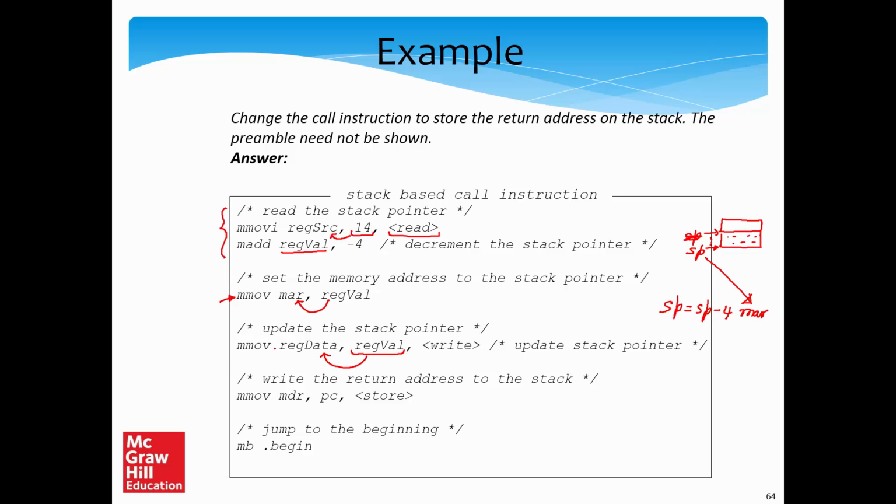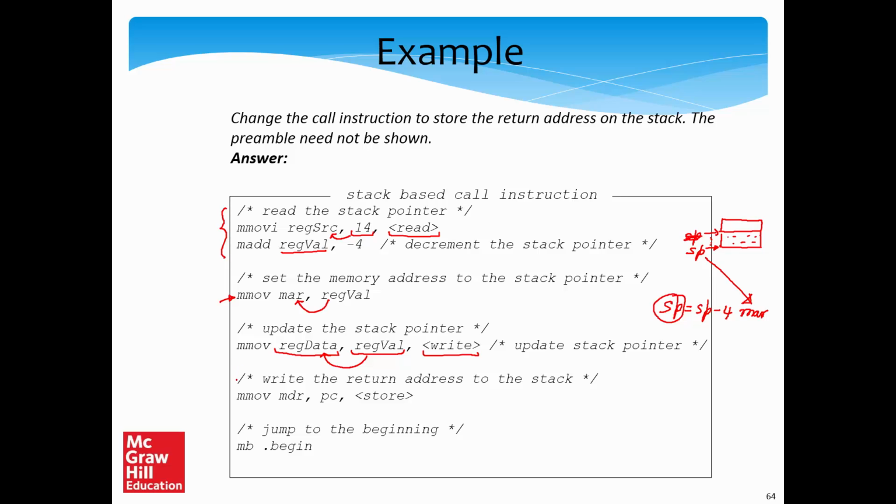The way we will do it is that we will write it to reg data, which contains the data that needs to be written, and simultaneously we'll issue the write command. So this will update the value of the stack pointer inside the register file, and the new stack pointer will be the old stack pointer -4. So the register file will thus contain the updated value.